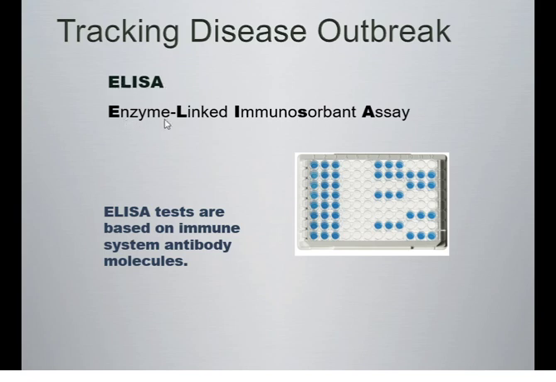ELISA stands for Enzyme-Linked Immunosorbent Assay. Now, ELISAs are powerful, and the reason for that is because they're tests that can be done very specifically on any protein that you want to look for, and in some cases, these tests can take 5 minutes. For example, a pregnancy test is an ELISA.